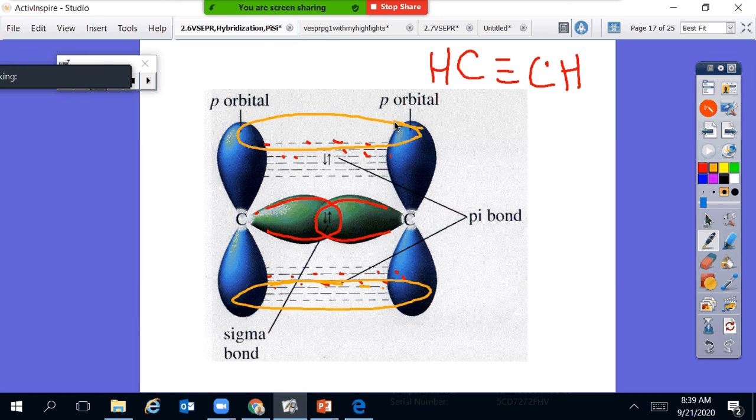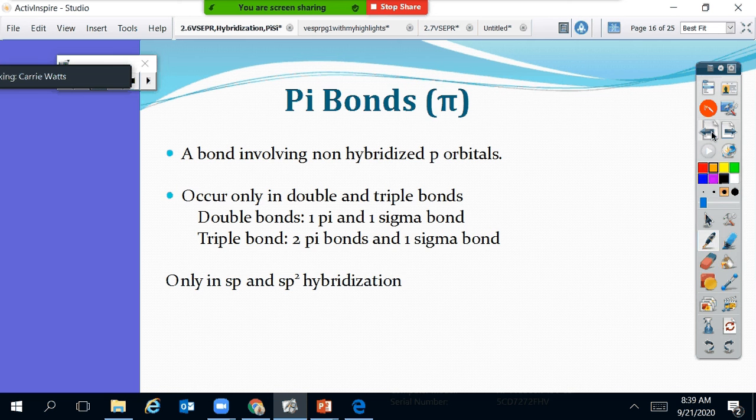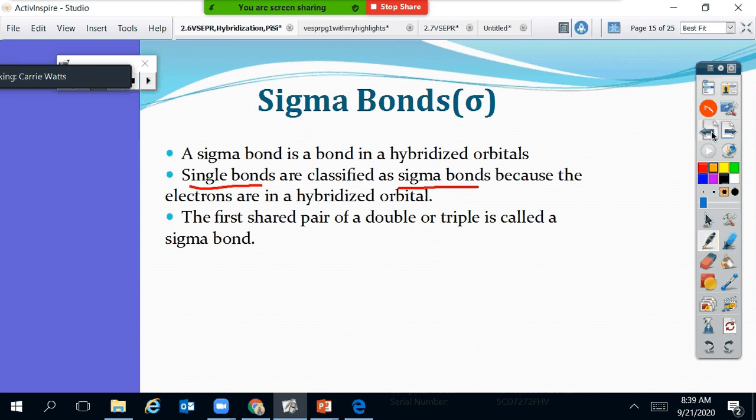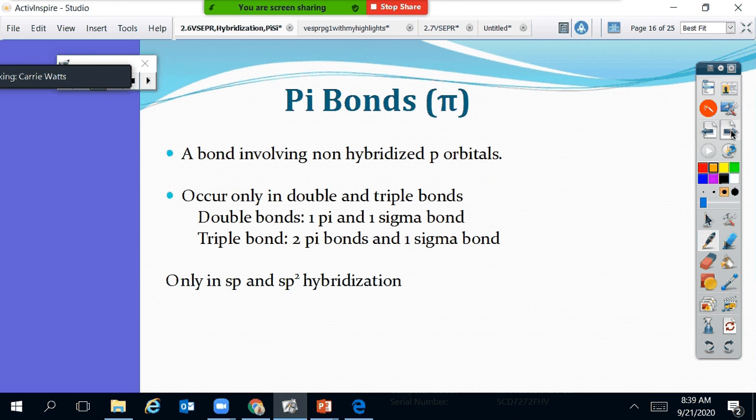And let me go back. Okay, so that's what it looks like. So if we go back and read our slides, the first shared pair of a double or triple bond is called a sigma bond. A pi bond involves non-hybridized p orbitals, right? Double bonds have 1 pi and 1 sigma. A triple bond has 2 pi and 1 sigma.